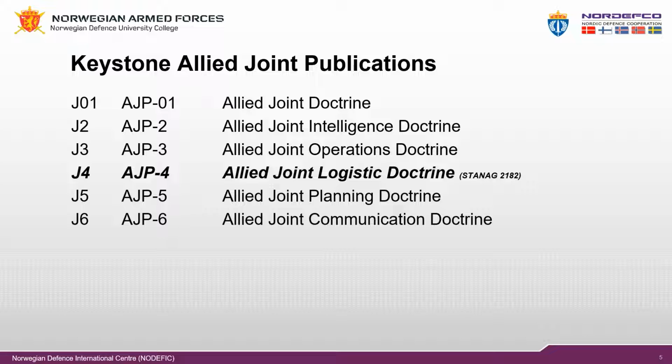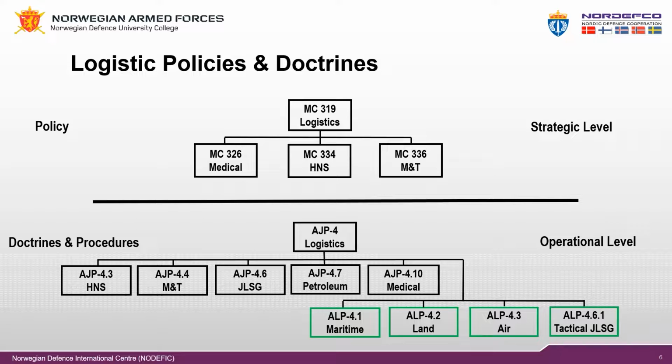The Allied Joint Publication series of the doctrines have a division according to the standard NATO staff functionality, G1 up to G9. The NATO concept of logistics is described in the Allied Joint Publication 4, Allied Joint Logistic Doctrine. We will come back to the standard behind the Allied Joint Publication 4. Let us look closer into the policy and doctrine documents for us logisticians.